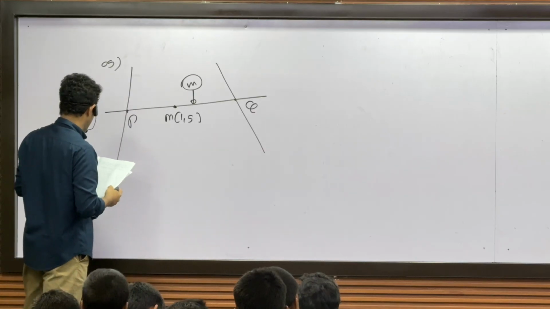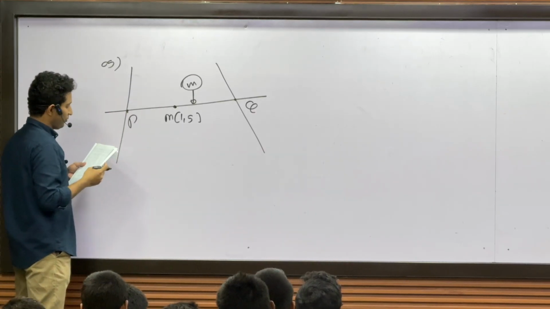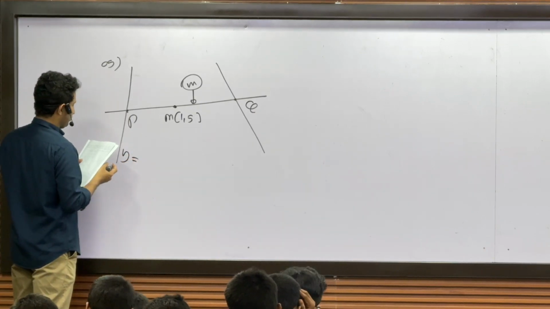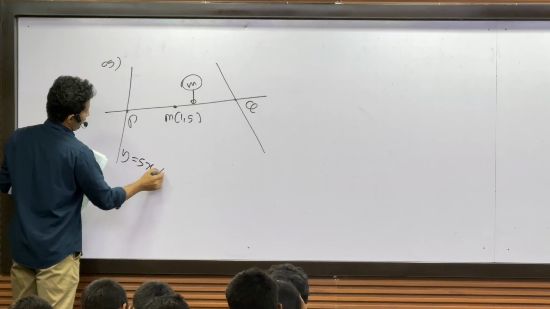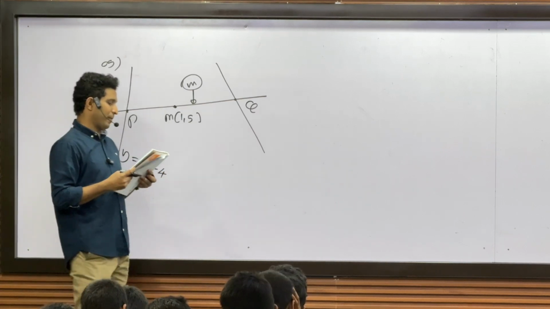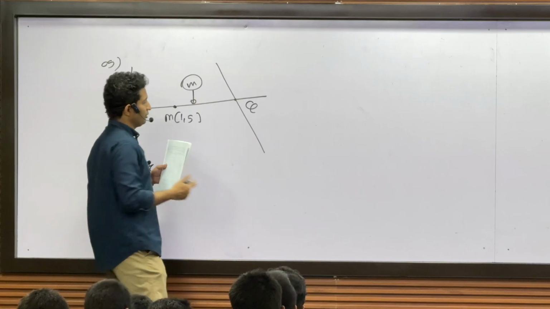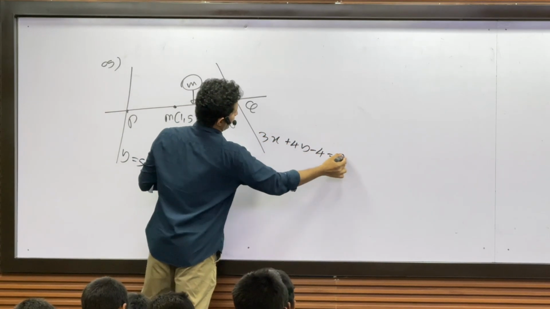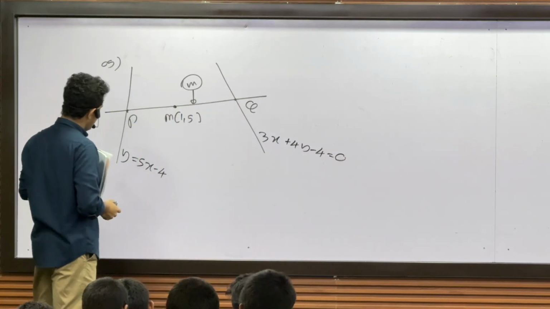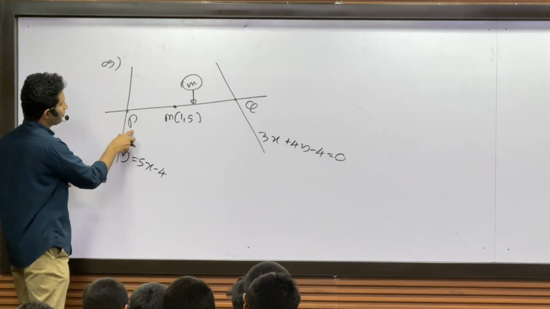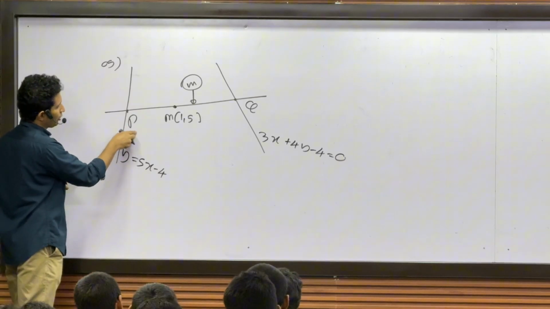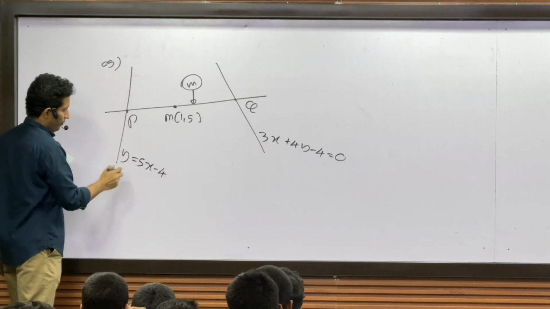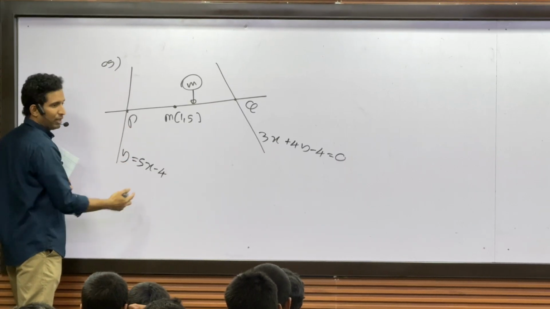Now the equation of this one is y equals 5x minus 4, and the next one is 3x plus 4y minus 4 equals 0. We can name the points like this. I will take the x coordinate of P as p.